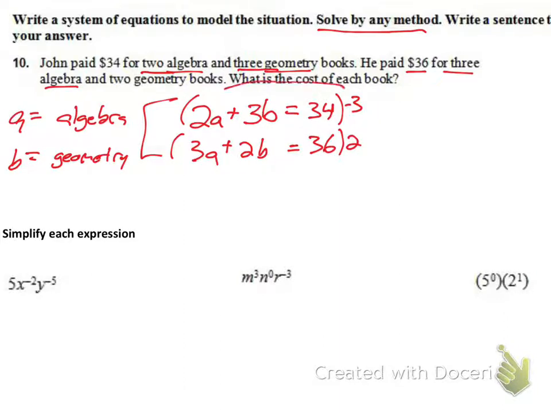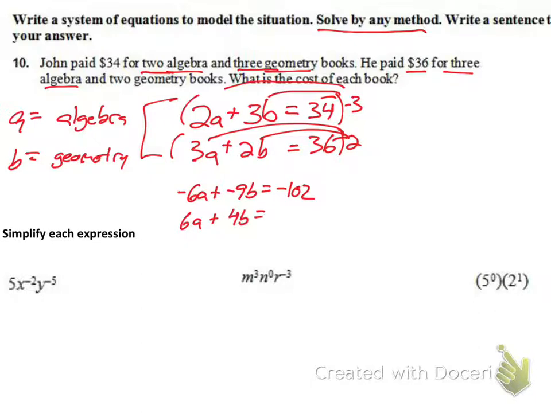So let's multiply this and distribute in both of these. My new line for the first one would be -6a plus -9b is equal to 3 times -34, which would be 90 something. I'm going to get my calculator out and double check. That's actually 102, so that would be -102. Then the second line, I'm going to do the same thing and just distribute this. I'm going to get a positive 6a plus 4b is going to be equal to 36 times 2, which would be 72.